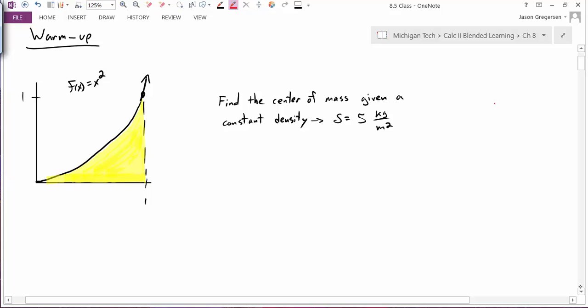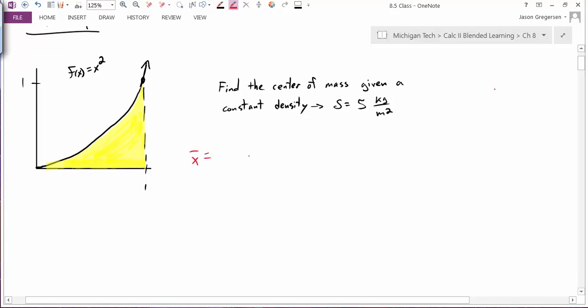All right, let's take a look. I see a lot of good setups. I think we're right there. Let's go through the calculations here. So I'm going to start by finding my x center of mass. That's just where I'm going to start.